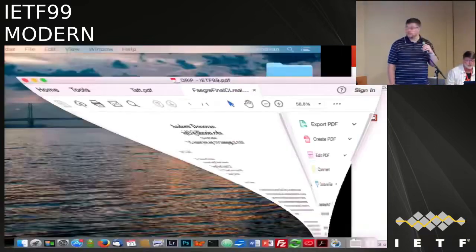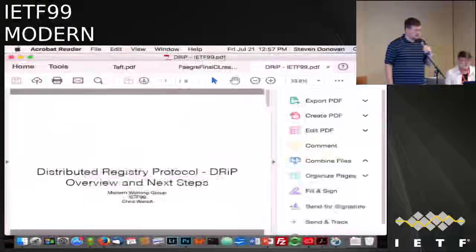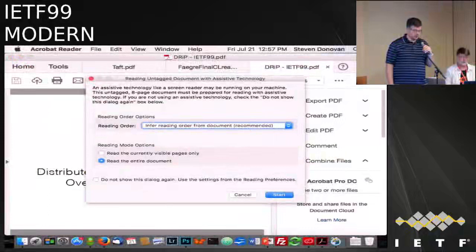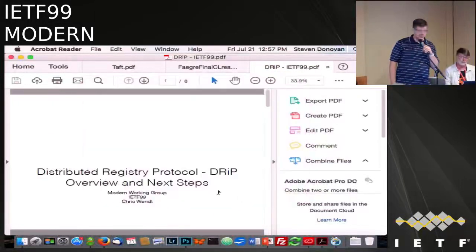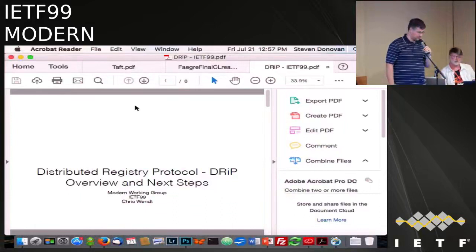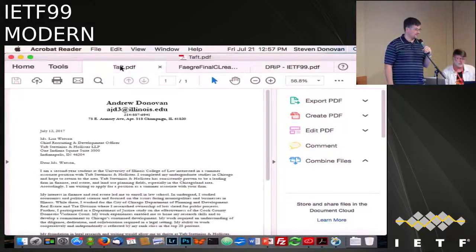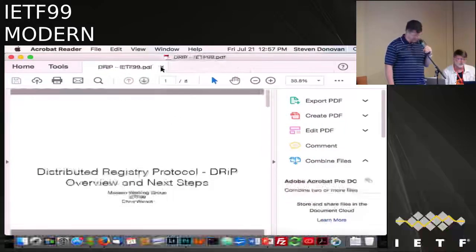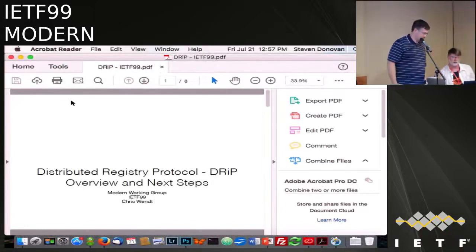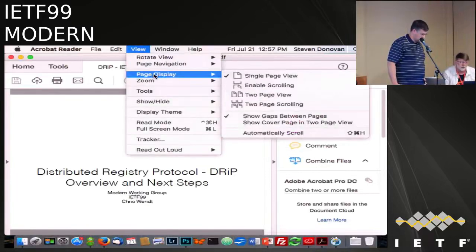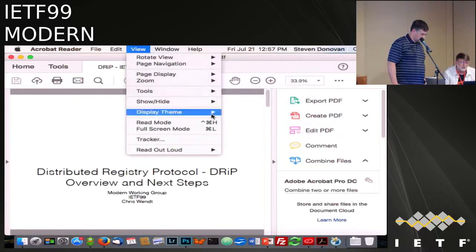DRIP. So for DRIP, I will fully confess that, uh-oh, something strange happened. Assistive technology. Wow. I think the computer is offering to read it out loud. My son used my computer for some law school stuff. How do I get close view? Close view mode. There you go.